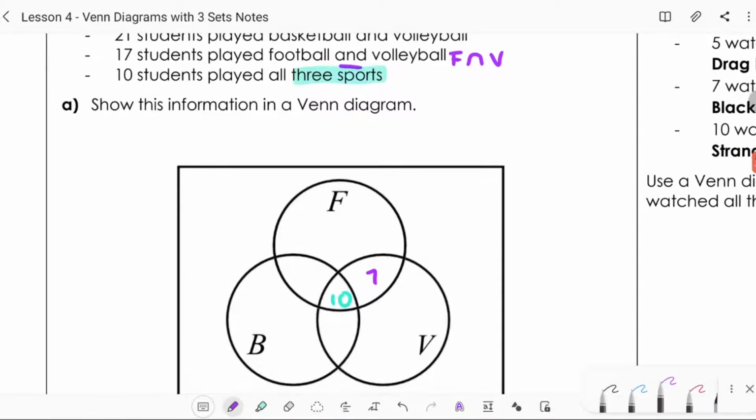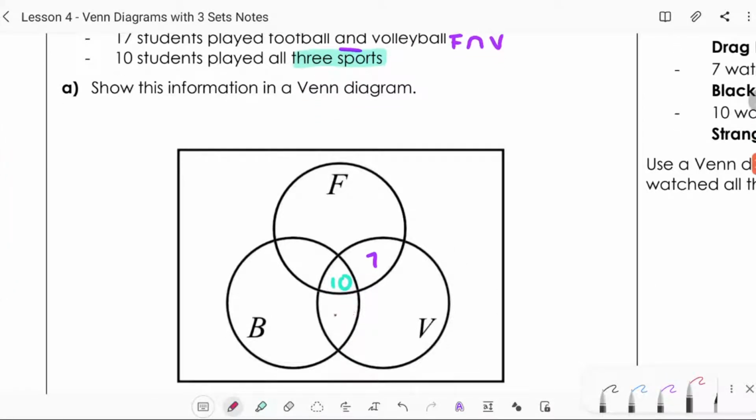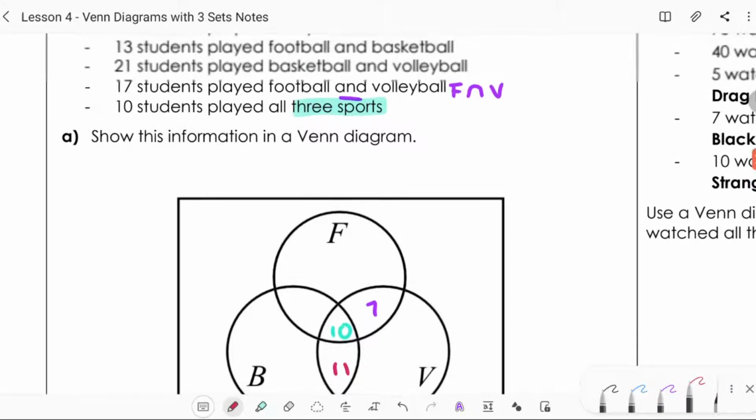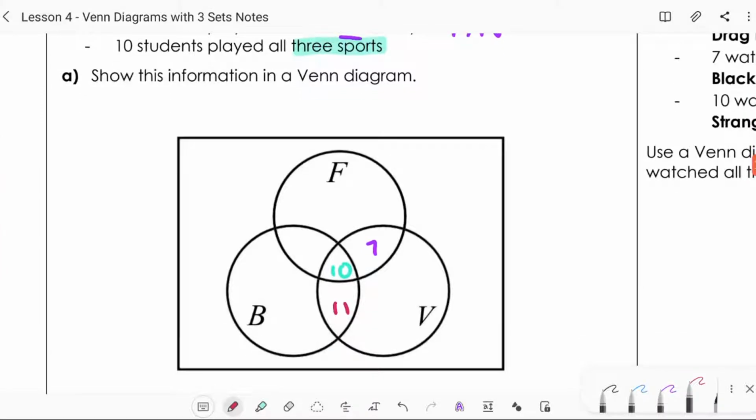21 play basketball and volleyball. So I'm at 11 in just basketball, volleyball, minus that 10. 13 play football and basketball, so I have just 3 that play football and basketball only and no volleyball.